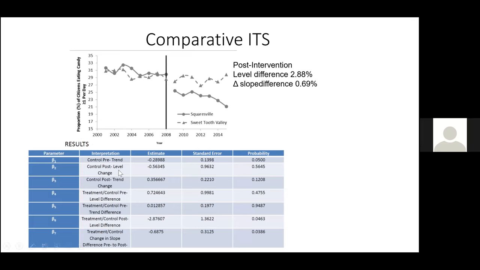So then we get our output here from beta one to beta seven. They're all telling us different things, right? We already agreed that beta one is the slope, it's going to be our slope pre-intervention. But now the interpretation is a little bit different.